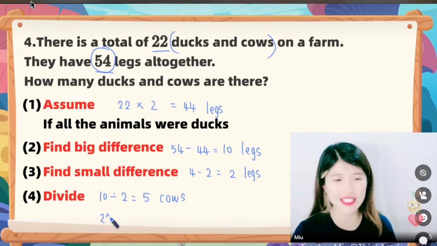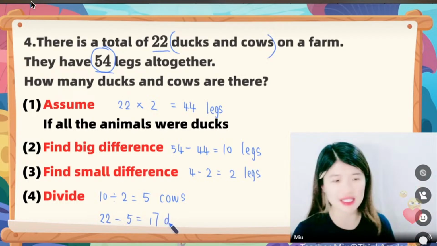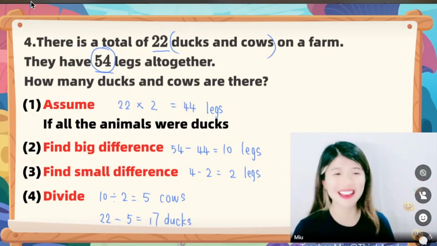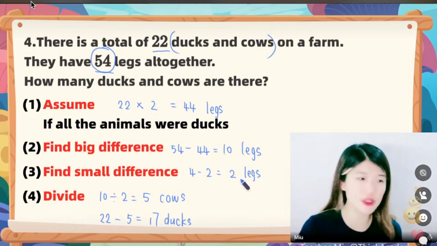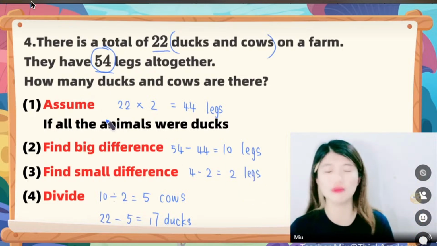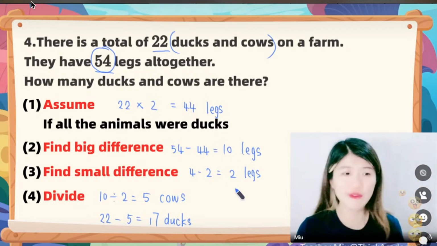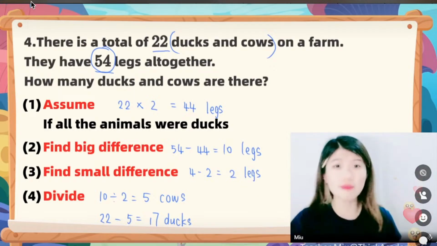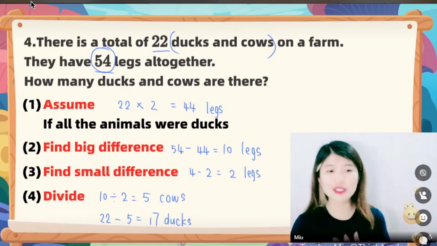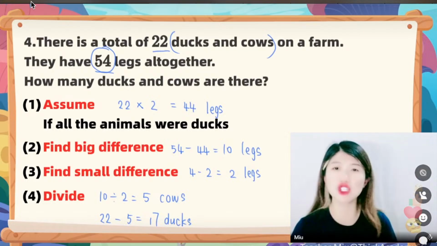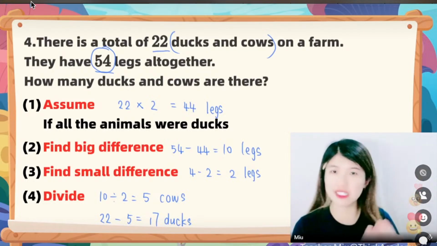Great. We use 22 minus those 5 cows to find out there are 17 ducks. So easy, right? This is called the assumption method. For the assumption method, we assume all the animals are one kind. Find out the big difference, that means how many legs we didn't have. Then find out, for each of the animals, how many more legs we can add in. Then use division to find out how many such pairs of more legs we can have.